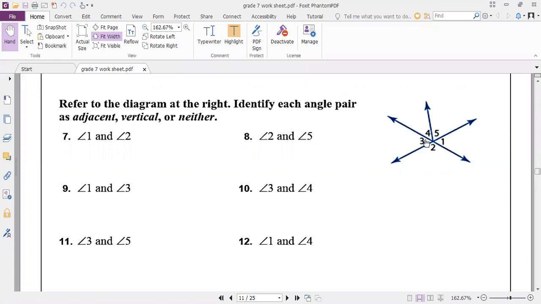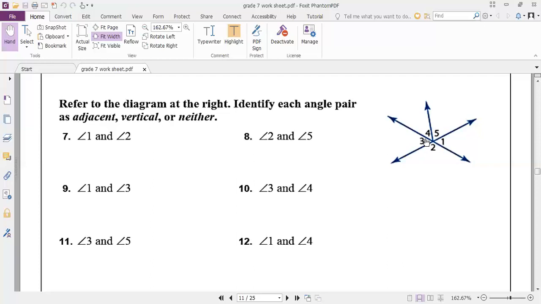Saleh, these two angles, 3 and 4, can I call them complementary? No, because the sum of the two angles here is not equal to 90. And they are not supplementary either. So the two angles here are neither complementary nor supplementary. Okay? Now if we look at 3 and 5.